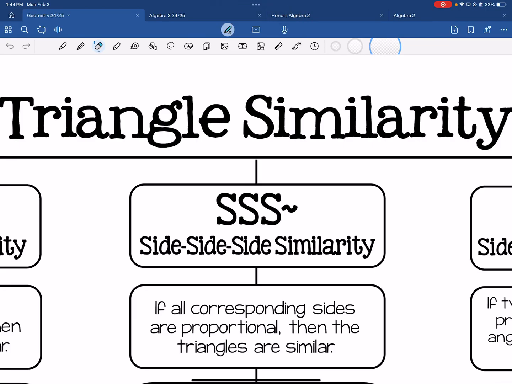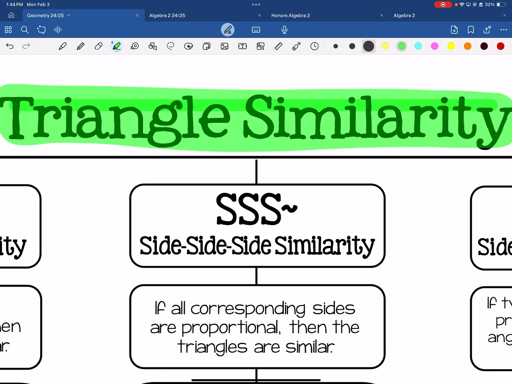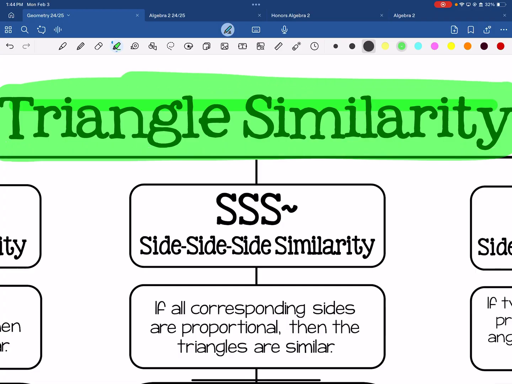So today we're going to talk about triangle similarity. We are on section, probably 2 of the chapter. Going to be a little bit lengthier today than normal. We've got a lot of things we have to talk about with triangle similarity. So just kind of prepare yourselves for that a little bit.